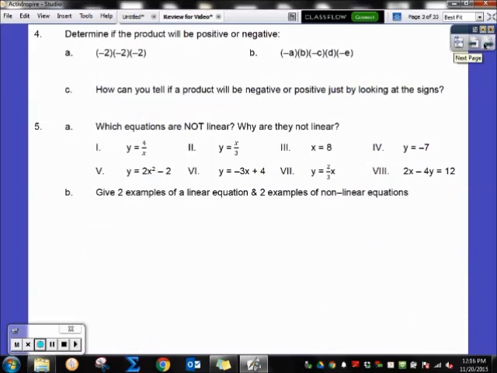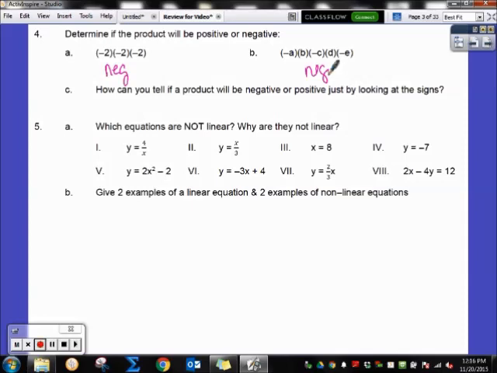Okay, number 4, determine if the product will be positive or negative. And you can tell just by looking by the number of negative numbers. So if there's an odd number of negatives, it's going to be negative. So if I count over here, I have 1, 2, 3 negatives. So that product will be negative. And I also answered C in doing those problems. So if you have an odd number of negatives, the product will be negative.